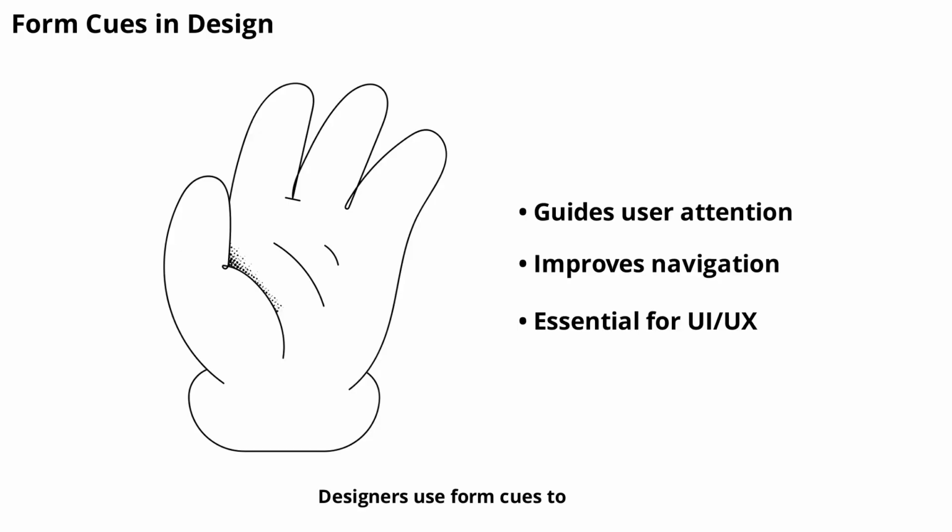Designers use form cues to create effective layouts and user interfaces. By controlling edges, contrast, and spacing, they guide the viewer's attention and make information easy to understand. Good design relies on clear form cues to ensure that users can navigate websites, apps, and products effortlessly. This is why understanding form cues is so valuable in the design world.